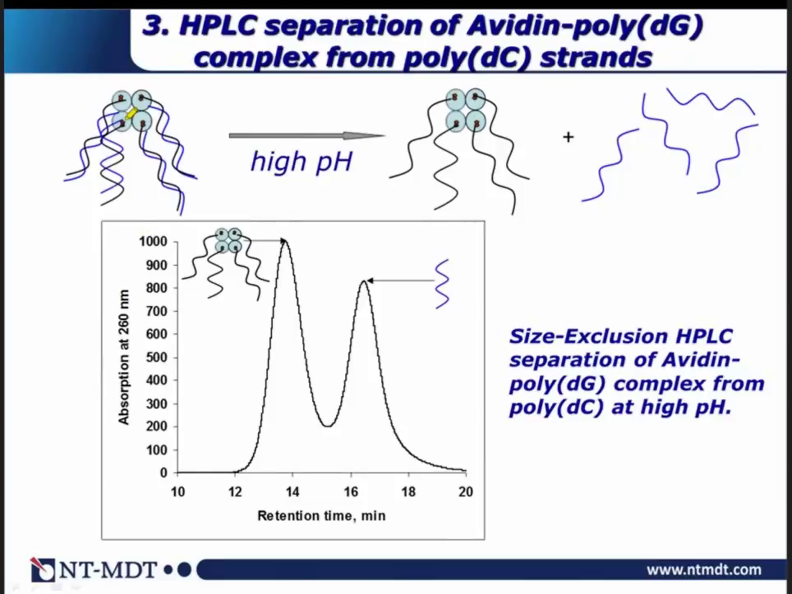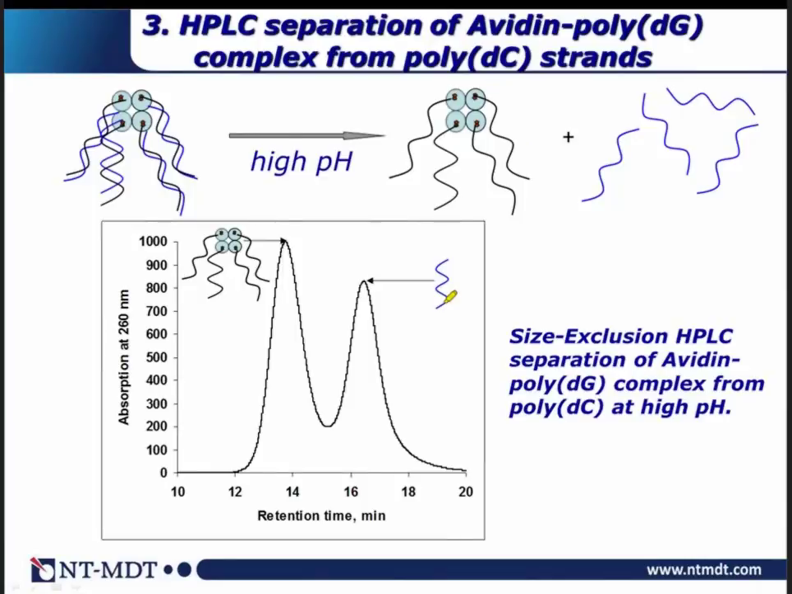Now, there's another stage which is more biochemical, no AFM here. We take this complex, which you saw in the previous slide, and add alkali, just add some base into the solution. At high pH, the DNA strands come apart. This is not the double-stranded molecule anymore. You have C strands, and you have a complex of 4 G strands connected to Avidin. So you separate them.